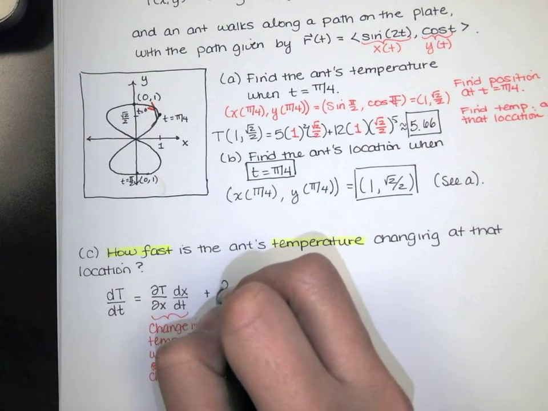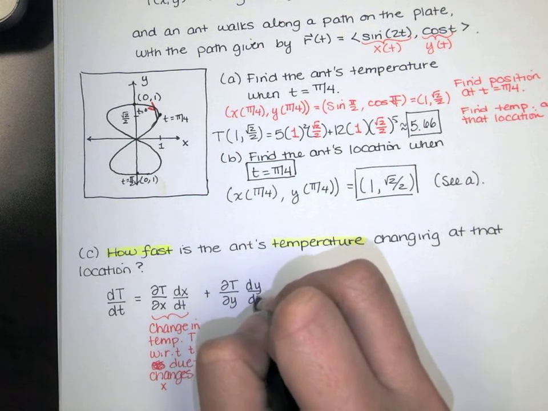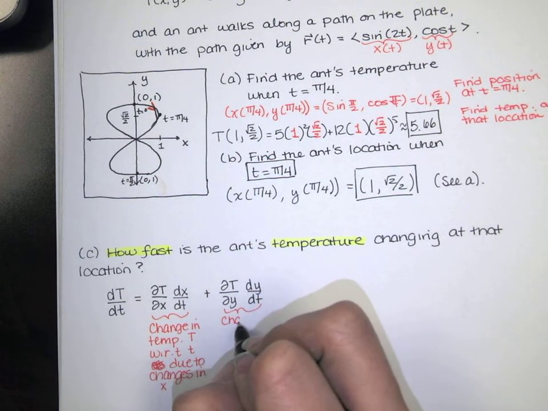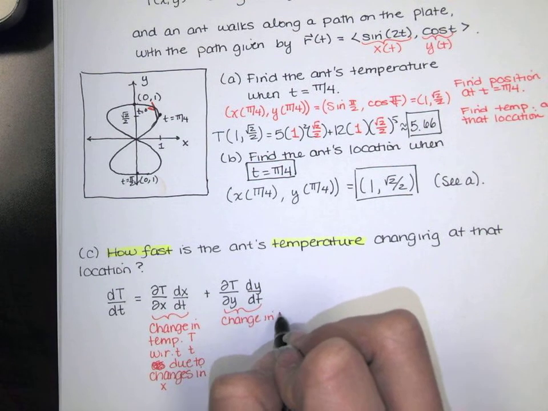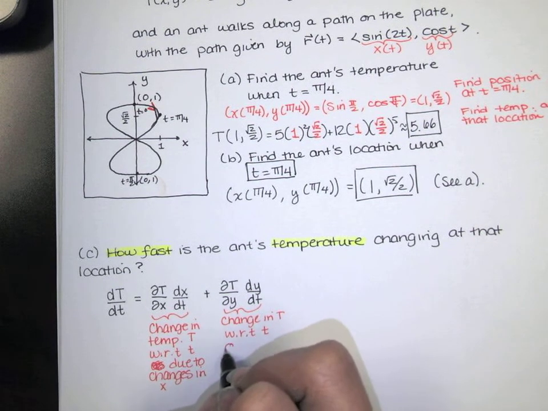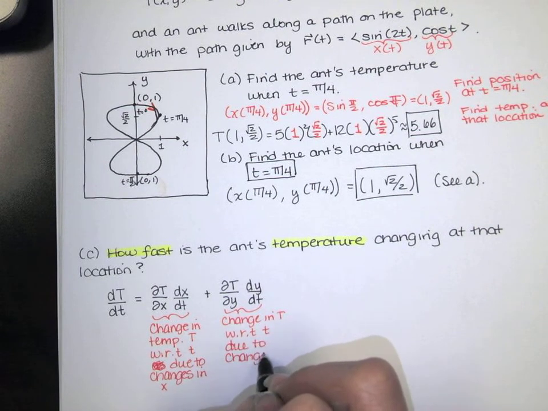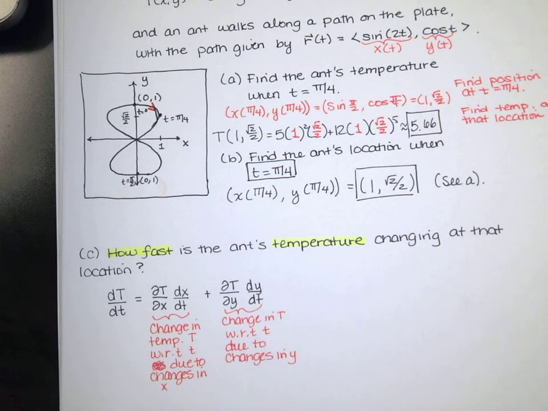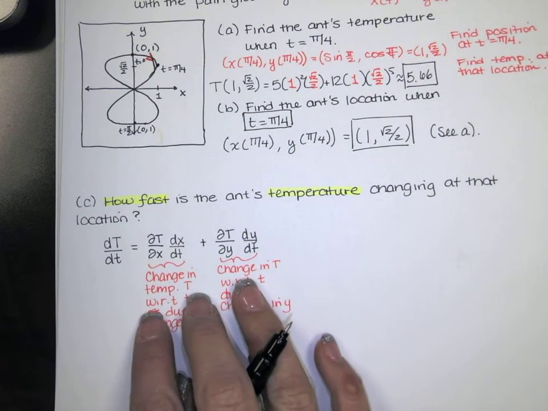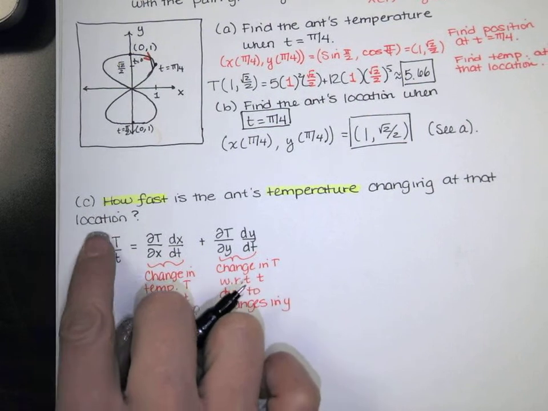Now as y changes, we're also going to get a change in temperature, and that term looks like that. So this is the change in temperature with respect to time due to changes in y. Okay, so that's our chain rule, and that's what we need to evaluate if we want this dT/dt, and it says at this location.